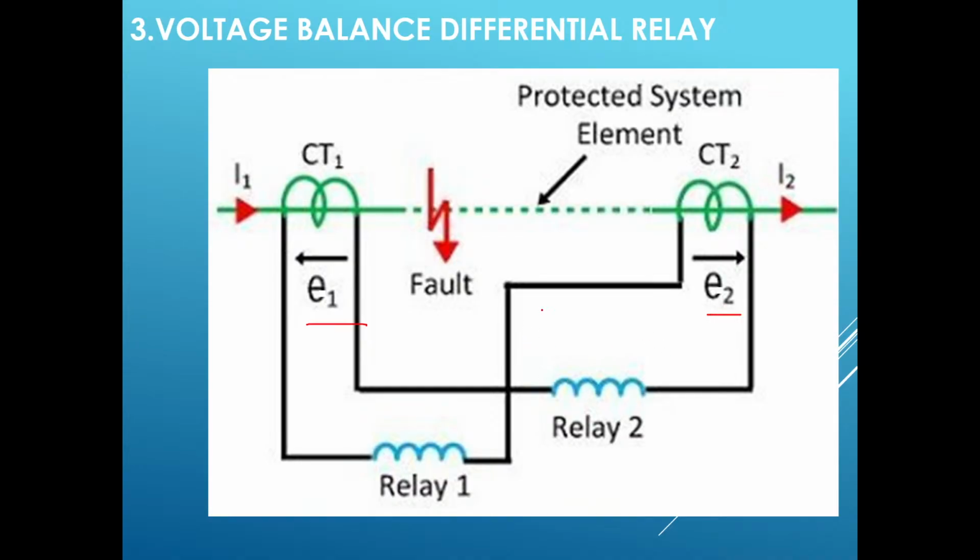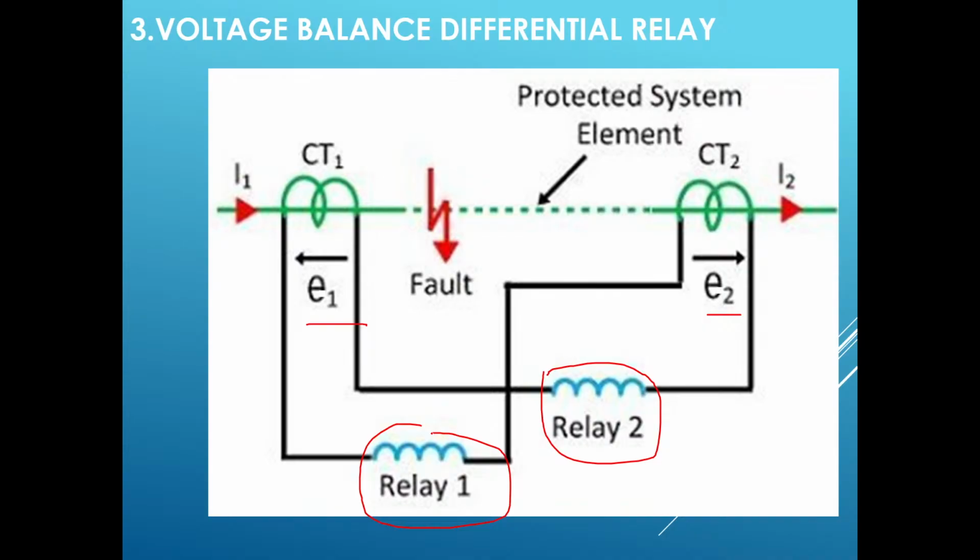You can see the relay coils are connected in series with the pilot wires. Usually a current differential relay is not suitable for the protection of feeders. In such cases, to protect the feeders, this type of voltage balance differential relay is usually used. The voltage differential relay uses two similar current transformers. Of course, we know that CTs should always be of the same ratio.